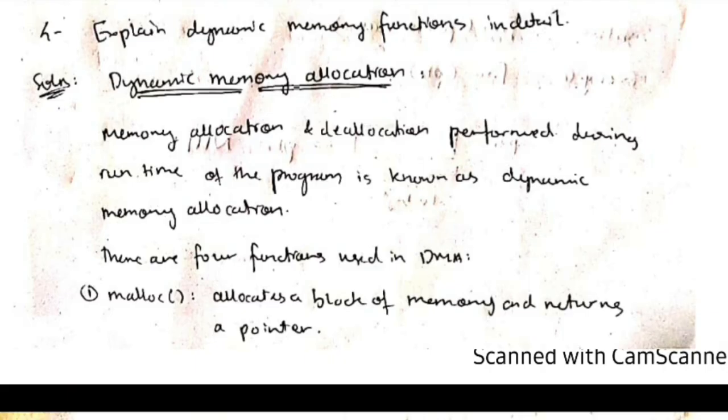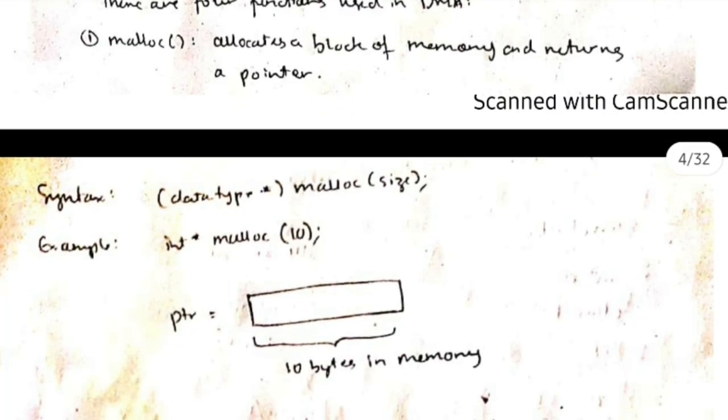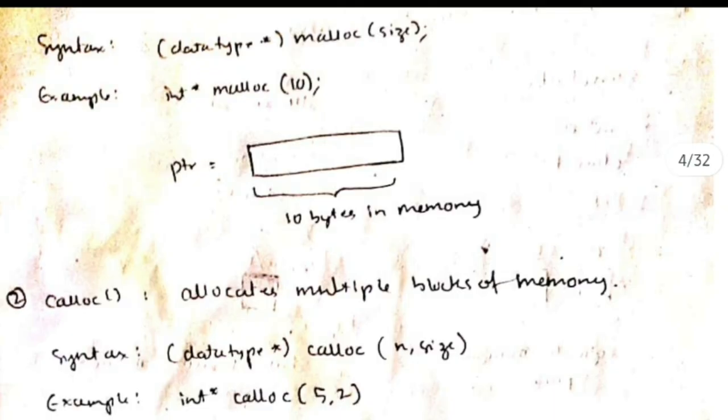Dynamic memory allocation means during the runtime, after we start executing the program, at that time the allocation of the memory which happens, that's known as dynamic memory allocation. And there are four types. First one is malloc. In malloc the syntax is as follows: int *p = malloc(10). So if you use this syntax, 10 bytes of the memory will be allocated.